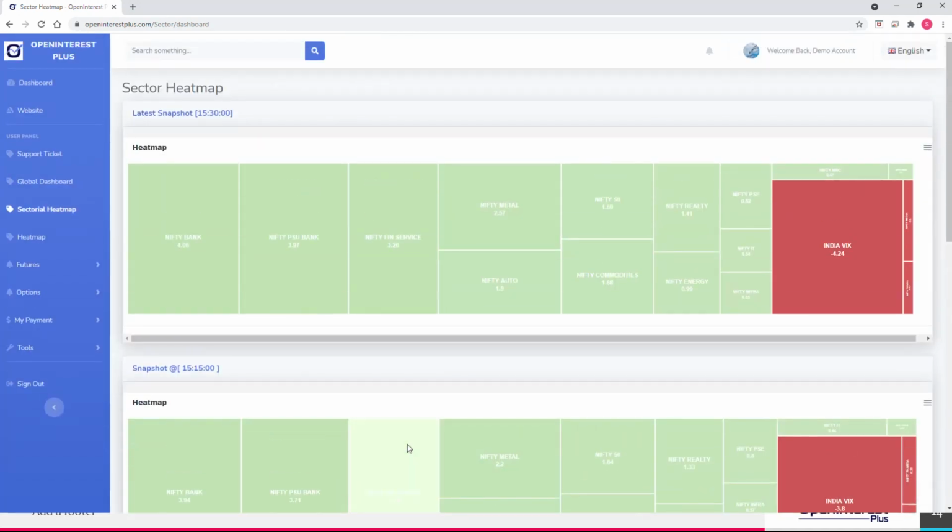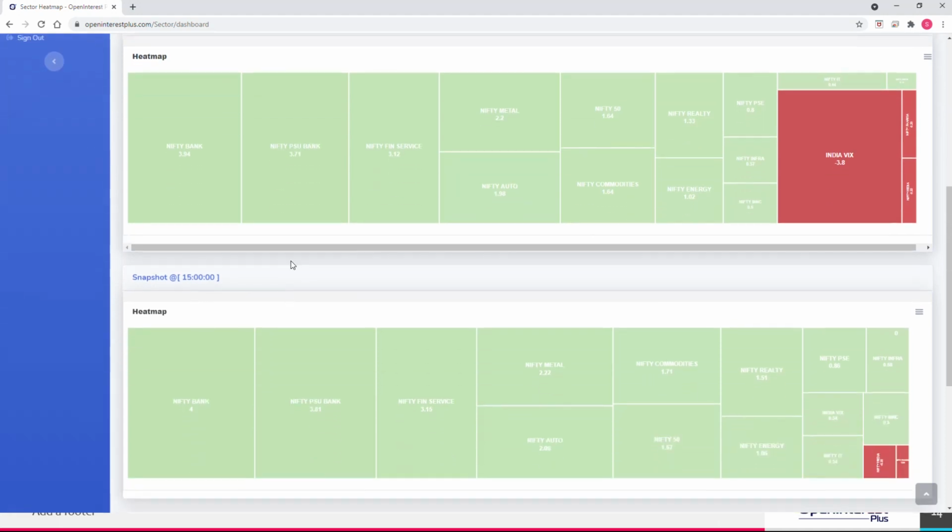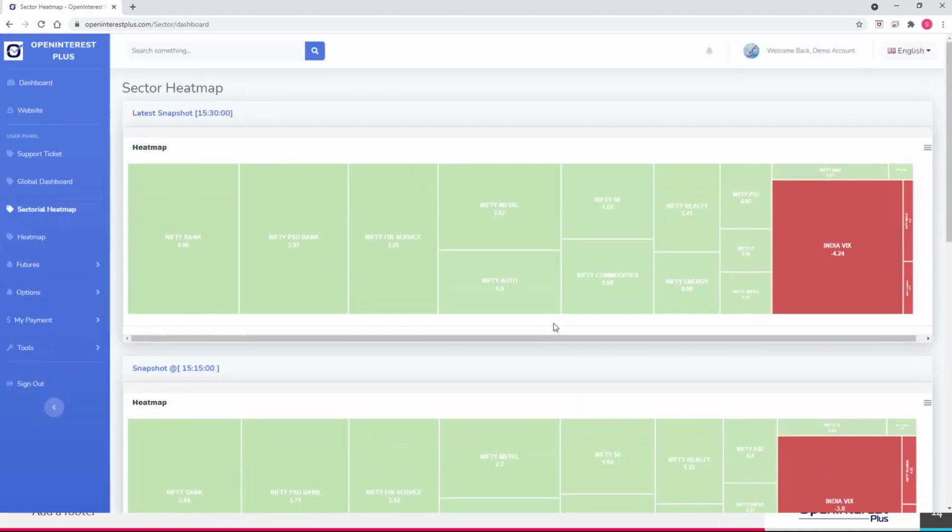So this is a snapshot as well as a comparison at different time intervals from the current time. This is the sector heat map, and it actually helps me. For example, if you come at 3:15 and you want to see what has happened in the 15 minutes before, you can quickly compare and see how each of the sectors had been performing. So this is about the sector heat map.